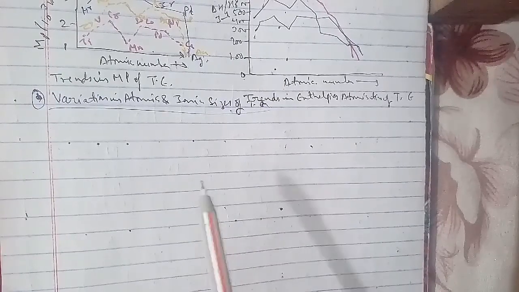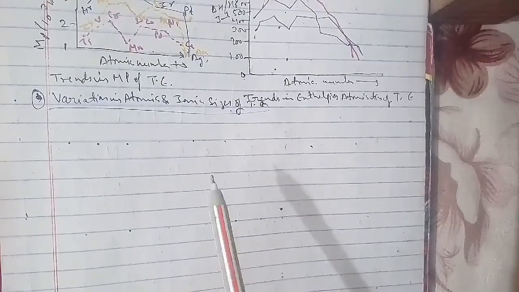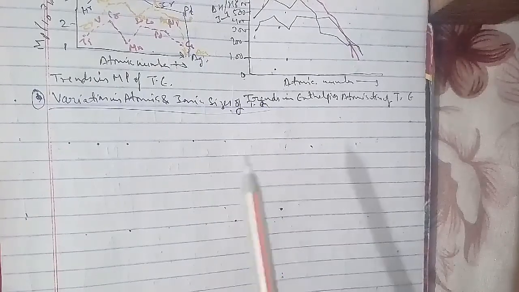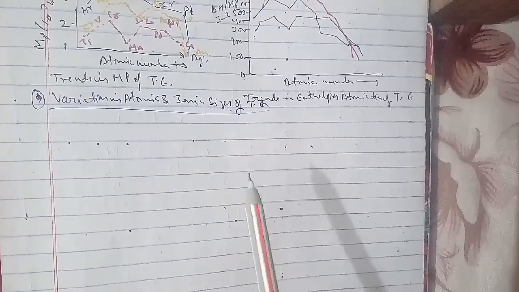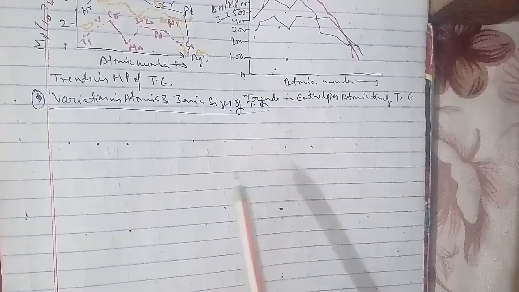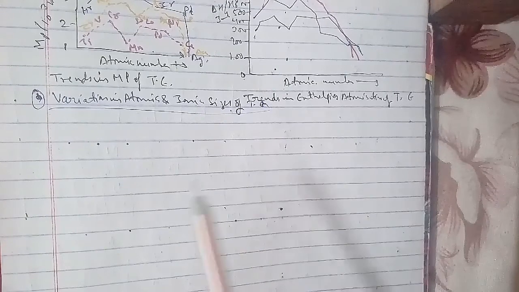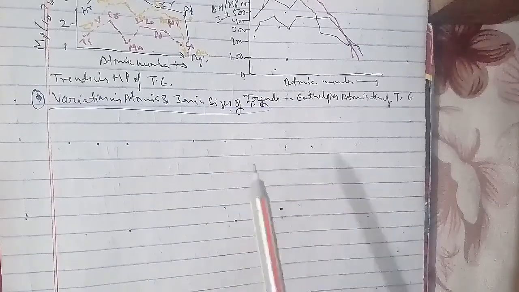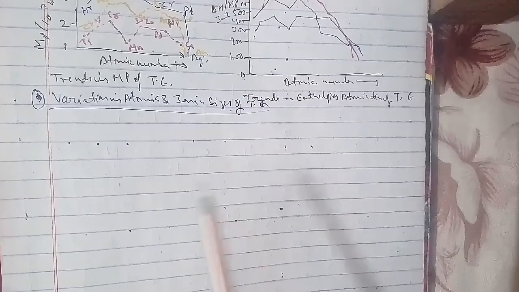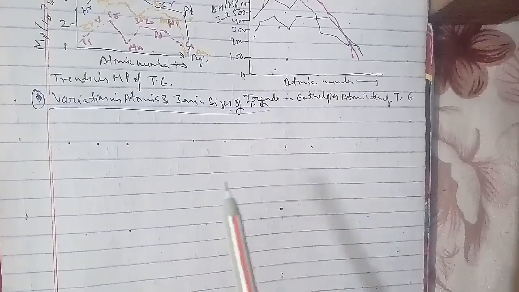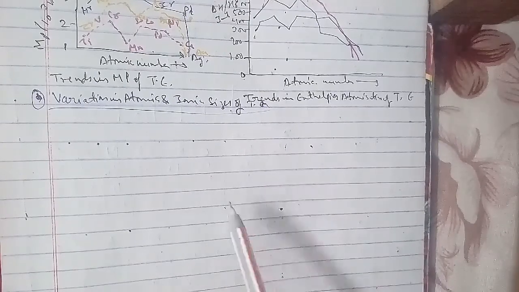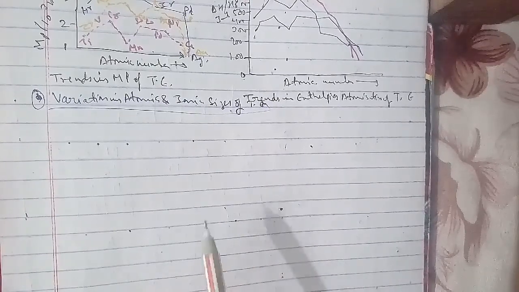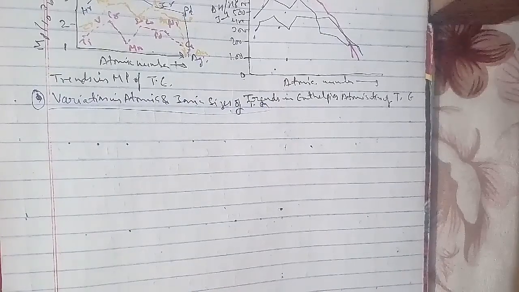Next, the electronic configuration and some other properties of the first series of transition elements, we'll talk about it, and we have to draw a table to implement it here. So we'll go ahead and draw a table here: electronic configuration and some other properties of the first series of transition elements.